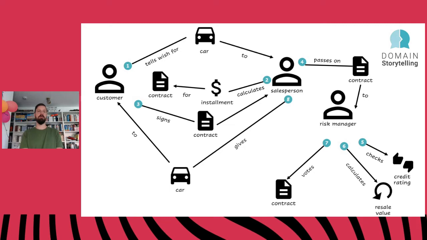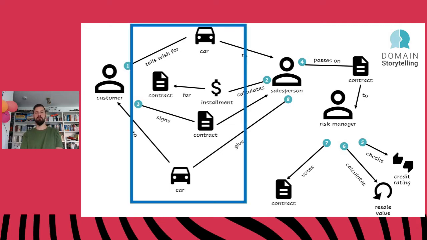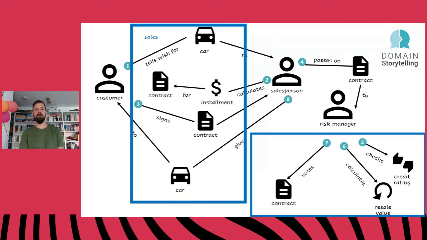And then we learn that activities 1, 2, 3, and 8 belong together and form what we call a subdomain. A subdomain is a part of the whole domain. This subdomain is called sales. And then we learn that steps 5, 6, and 7 form another subdomain, which is called risk assessment.